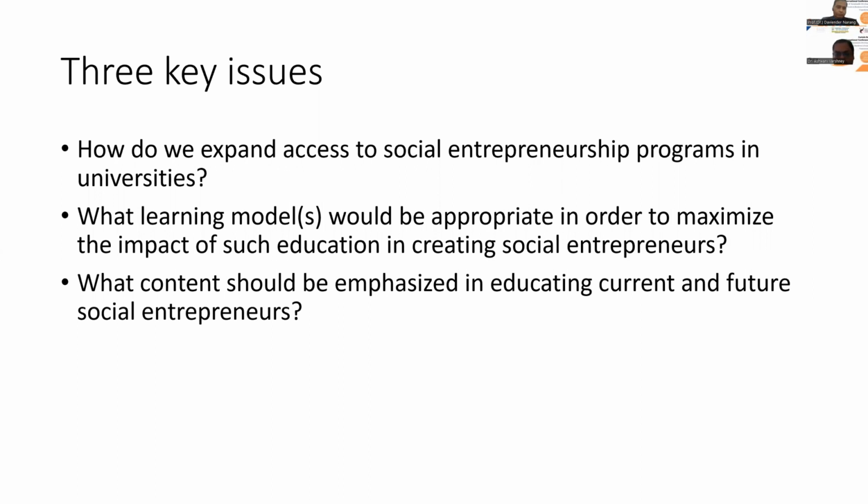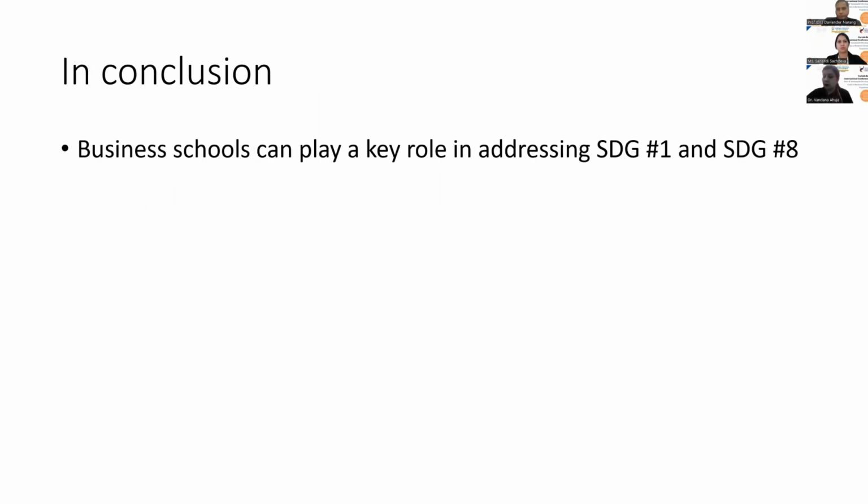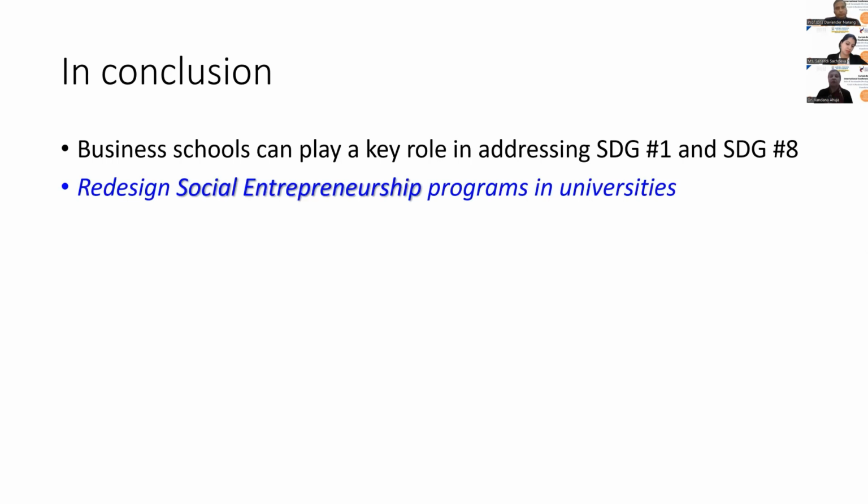So these are 3 key issues that every business school who is truly interested in broadening the scope of its social entrepreneurship program has to address. Conclusion, my friends, I think the conference is very, very important because you are going to be looking at how to address these sustainable development goals. And for me, from my vantage point, I think number 1 and number 8 are very, very critical, especially because business schools such as yours, such as mine, can play a key role in addressing these 2 goals of alleviating poverty as well as building economic ties in the community. So how do we do that? How do we address these 2 goals?